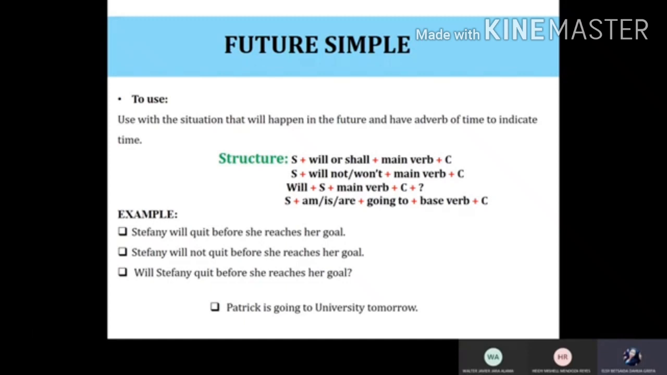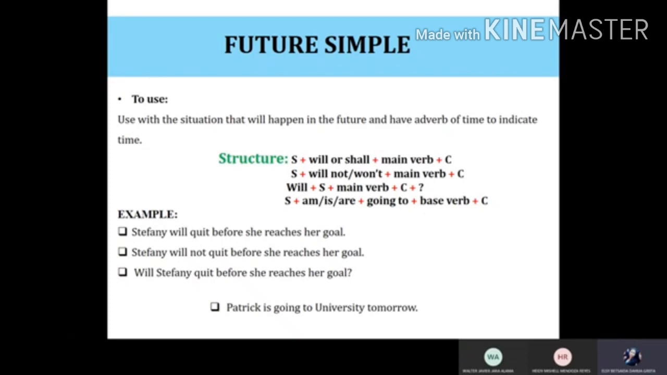In negative, subject plus will not, won't, plus main verb plus complement. In question, will plus subject plus main verb plus complement plus interrogative question.